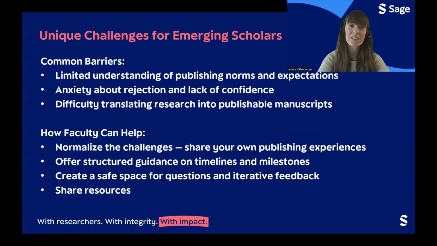We're excited to talk about some of the challenges that emerging scholars and students have, specifically in research and academic publishing. As you can see here, most of the common barriers include a limited understanding of publishing norms and expectations, so not knowing what to expect, how to proceed, how to write a manuscript, how to select a journal, and what to expect as the manuscript moves through the publication cycle. There's often anxiety about rejection and lack of confidence, which we'll dive into today, and difficulty translating research, like a dissertation or thesis, into publishable manuscripts.